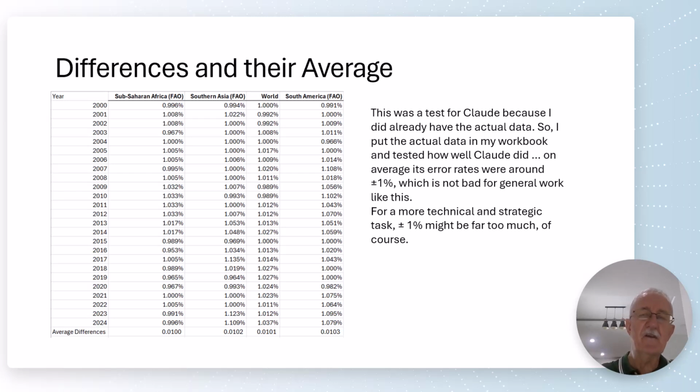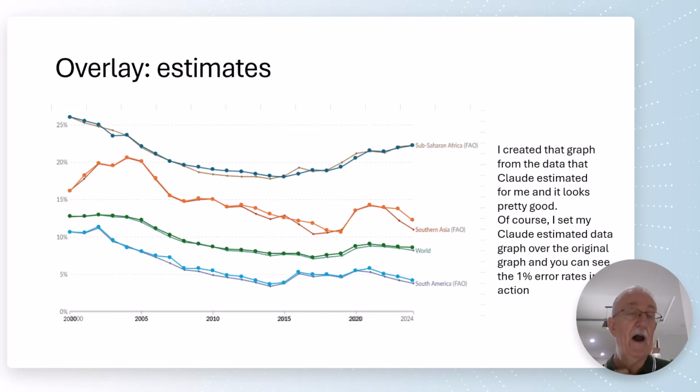So these are the error rates. They're not the actual data. These are the error rates for each of the lines and for each year. And on the bottom line, average differences. Well, how well did it do? So I overlay the estimates on the actual, the original, I should say. So I created that graph from the data that Claude estimated, and it looks pretty good.